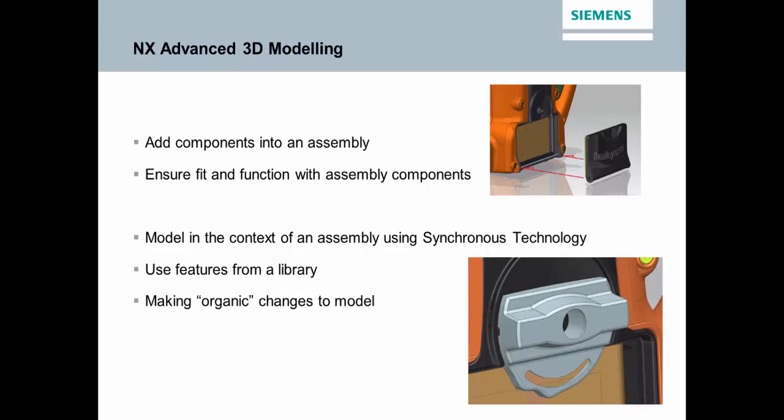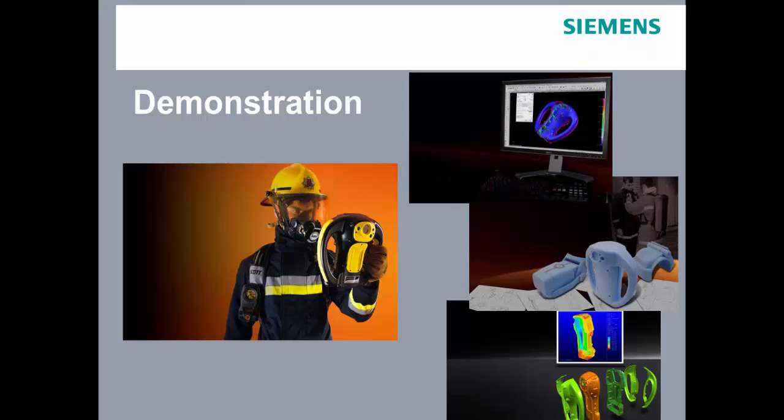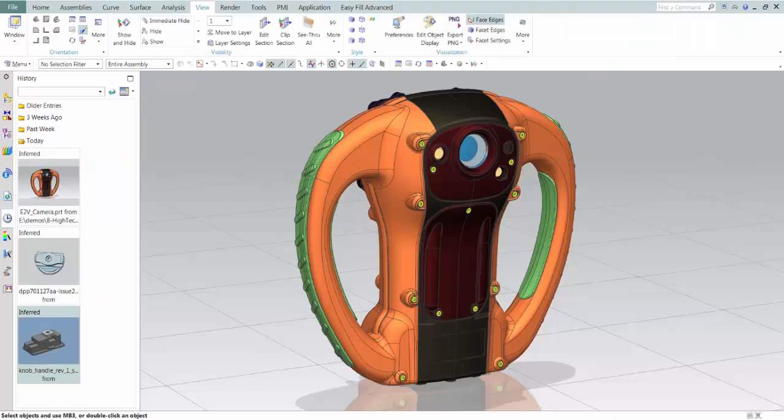I'll also see the fit and function as well as how that part might be able to move or open. I'll then model a part in the context of the assembly so I can reference other components in that assembly and use our synchronous technology tools I just discussed to not only create the geometry very quickly. I'll use some things from a feature library, but also making organic changes, highly stylized shape changes to the geometry. So let's go in and take a look at what we're talking about.